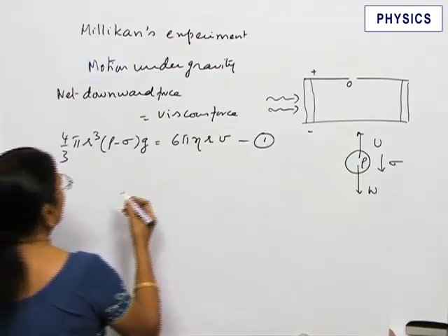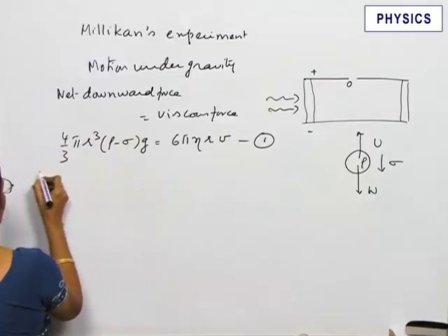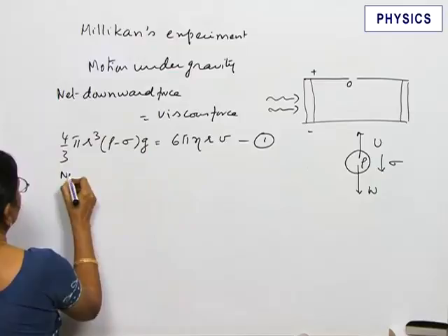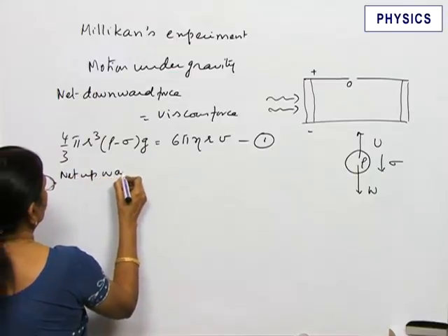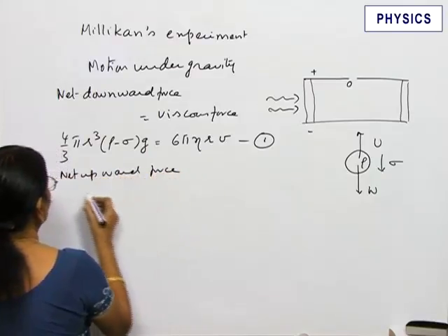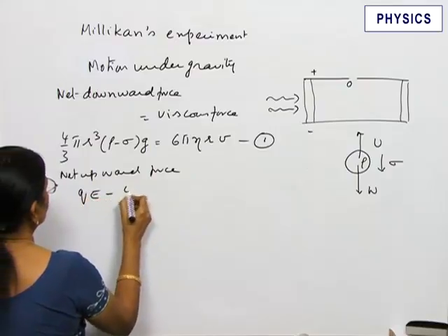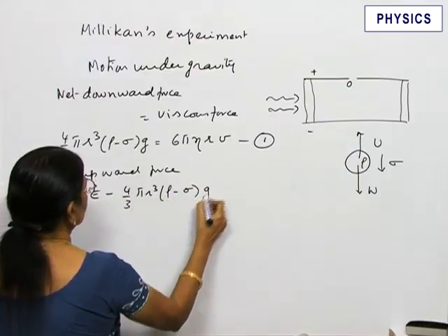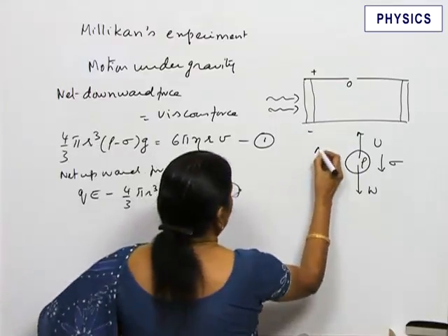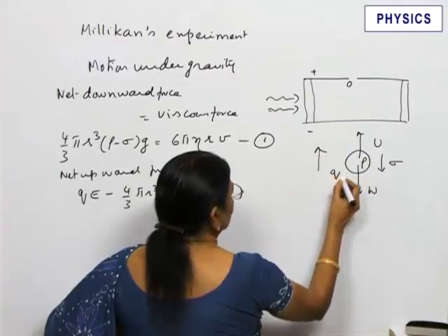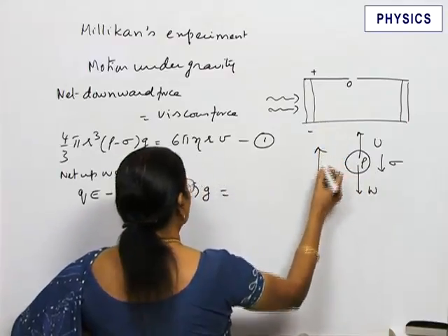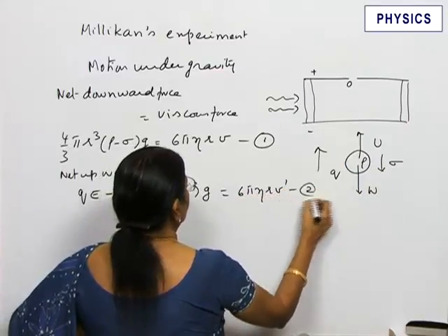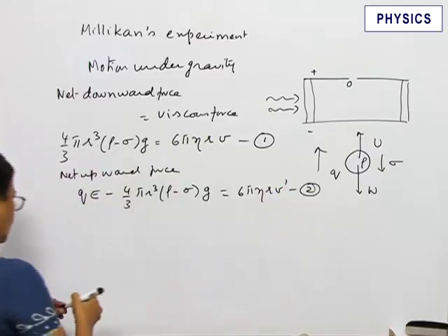Second part, motion under electric field. So now the net upward force will be QE − 4/3 πr³(ρ − σ)g. The charge on this drop becomes Q, negative, so QE is the upward force, and that is equal to 6πηrv', where v' is a different terminal velocity.